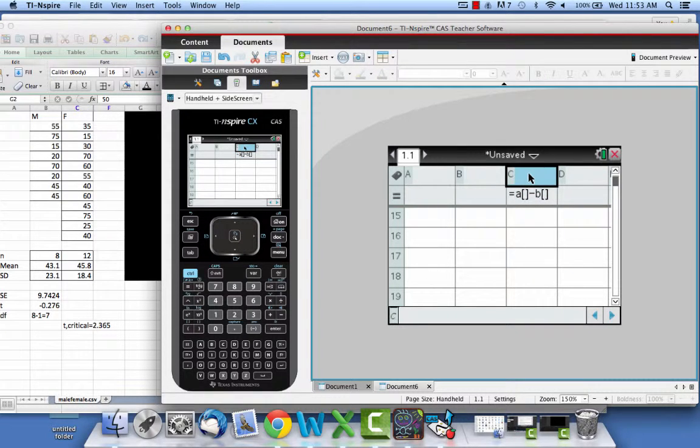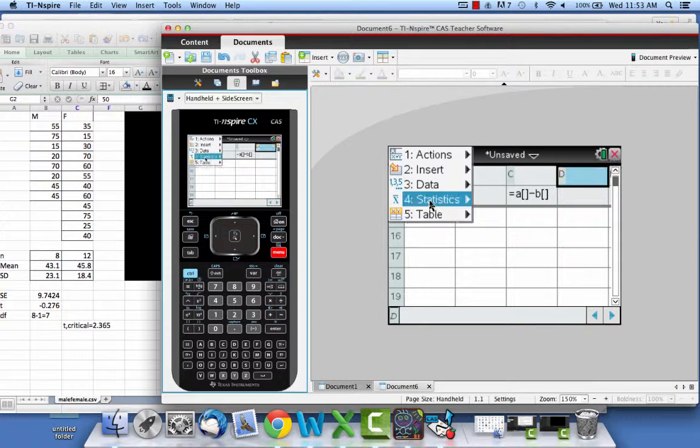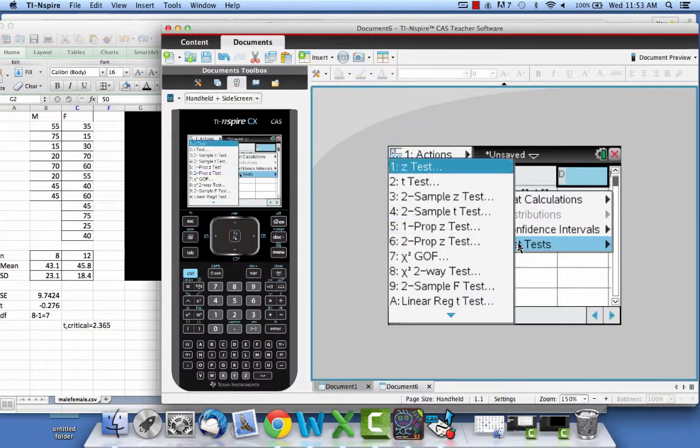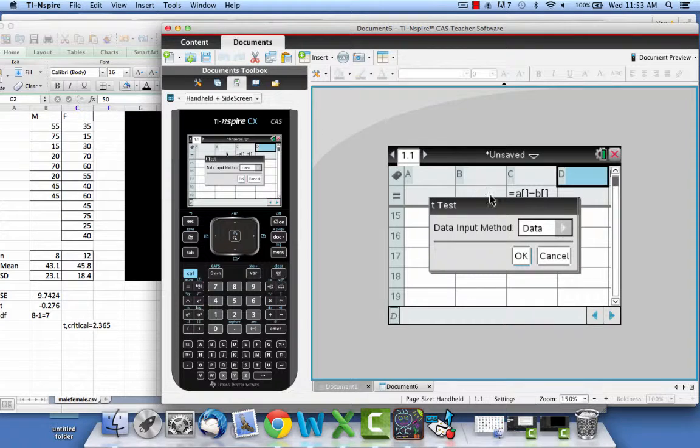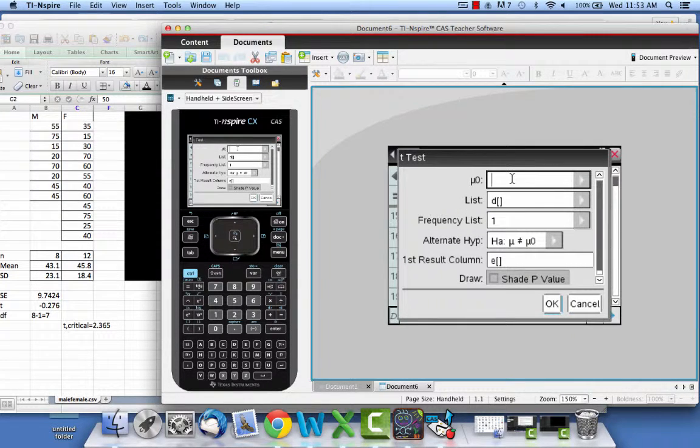Now, I would just go to stat, test, t-test, data, and I want it to look at C, because that's where all the differences are. Mu should be 0, and I want to get it from C.